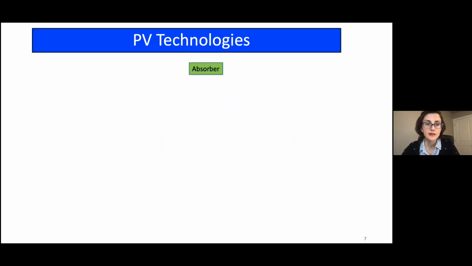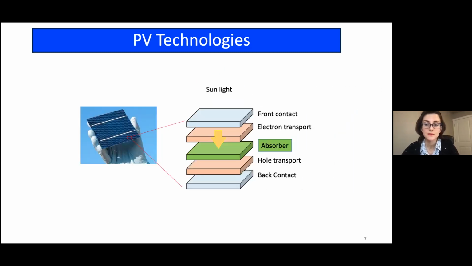So here in this picture, we see the most common absorber material used in the solar market, and that material is called silicon. So silicon, or crystalline silicon, monocrystalline or polycrystalline silicon material, is used as the absorber material here.